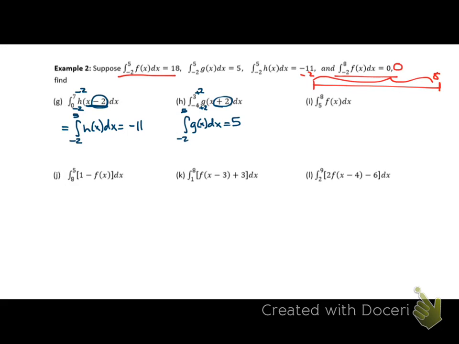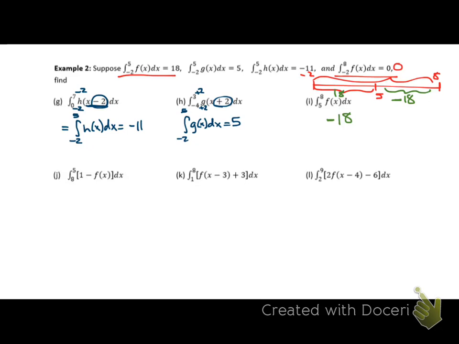We know that from -2 to 5, so I'm going to put 5 here, that has an integral of, right? 18, sorry. So that's 18, which means that in order for them to cancel out, we would have to have this also. This needs to be -18, because 18 minus 18 is 0. That's the only way to make it 0. So that is -18. Yep. All right.